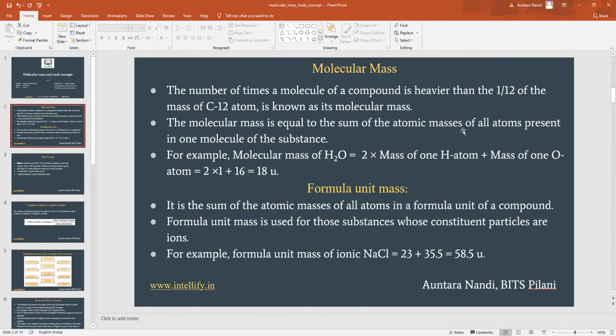Now comes formula unit mass. The formula unit mass is calculated in the same manner as we calculate the molecular mass. The only difference is that we use the word formula unit for those substances whose constituent particles are ions. For example, here let's take the formula unit mass of ionic NaCl, that is 23 plus 35.5, which will give 58.5 atomic units.